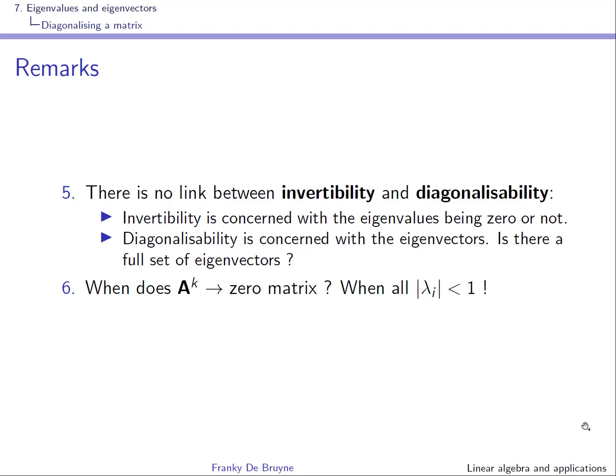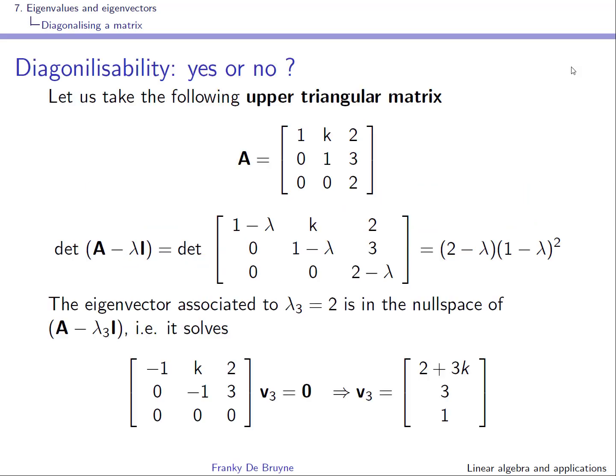Then you can ask the question about the power A^k, where k is increasing, and the question is, when is this power going to go to a zero matrix? Well, it's going to go to a zero matrix if all eigenvalues are smaller than 1 in absolute value. So here we take a matrix that is parameterized by the coefficient k over here, and we look if it is diagonalizable or not. It's an upper triangular matrix.